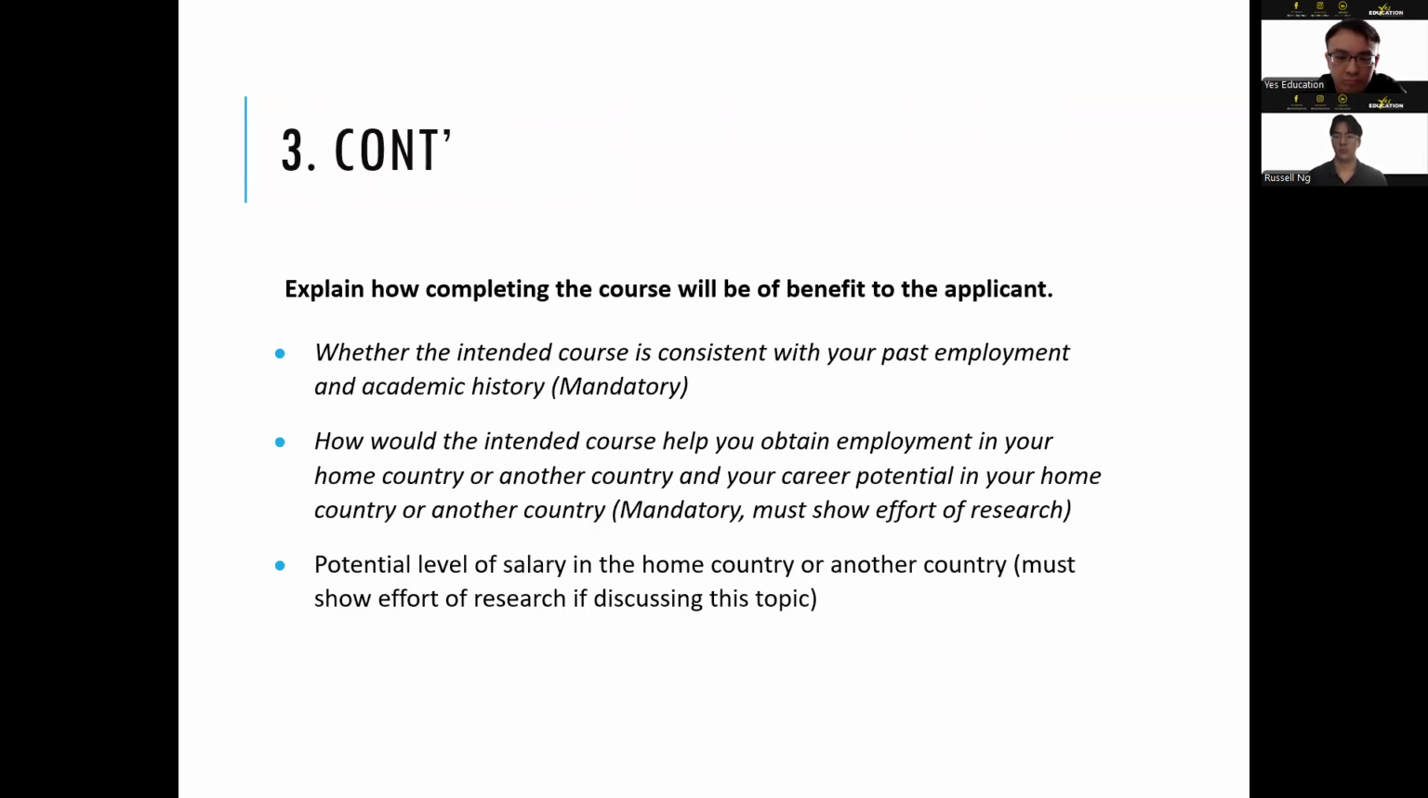Assessment level will still be there. I don't really understand what this assessment level is, but let's look at the next one.